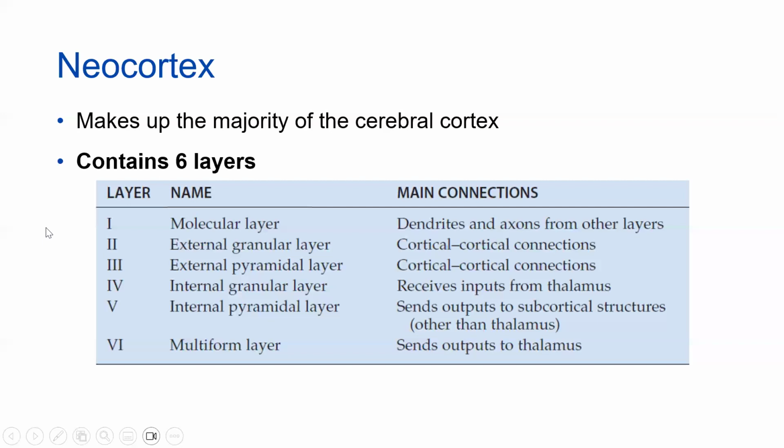Going back to the neocortex, this makes up the majority of the cerebral cortex and contains 6 layers. So we're not going to ask you to memorize all these layers or know their connections, but just keep in mind that the neocortex is made of 6 layers. That essentially allows communication between different parts of the cerebral cortex as well as the thalamus, which we're going to get into later, which is a relay system in the brain.